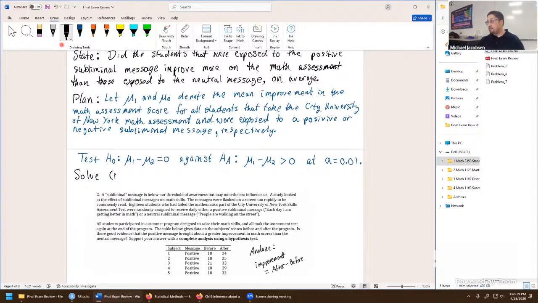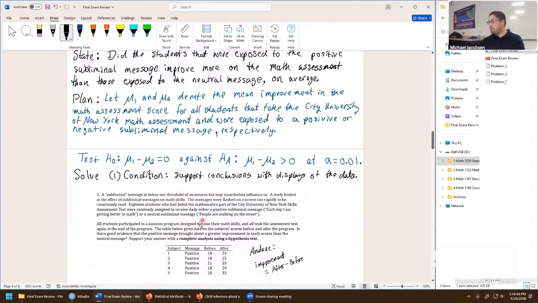Now for the solving phase, first we're checking conditions, and we must support conclusions with displays of the data. I wrote that in as a statement on the final exam for the quantitative problems, just so that we don't forget. There's an expectation when we look into data for quantitative, we're going to either provide a histogram. One histogram might do the job.